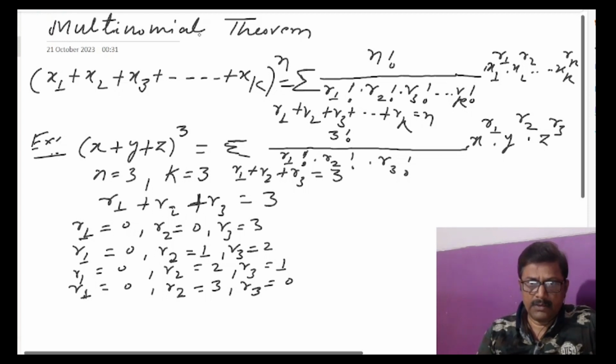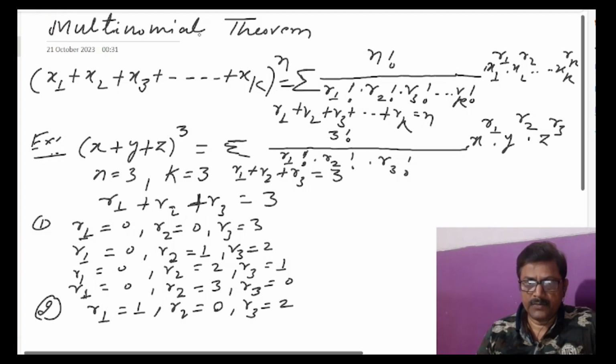Now this is the first set. Now take the second set. Suppose R1 is 1. Okay, R1 is 1. Now suppose R2 is 0. R2 is 0, so R3 will be 2. Correct? Now keep R1 equal to 1 and take R2 equal to 1. So R3 will also be 1.